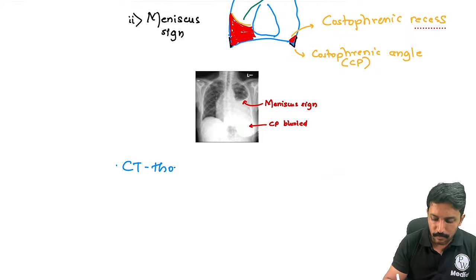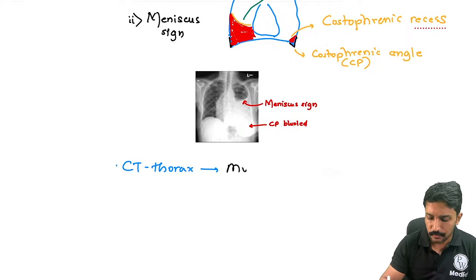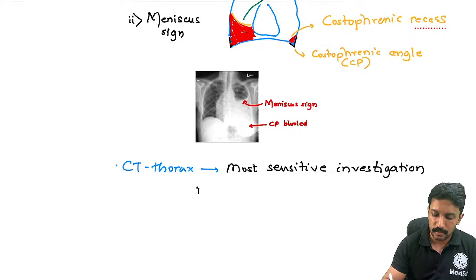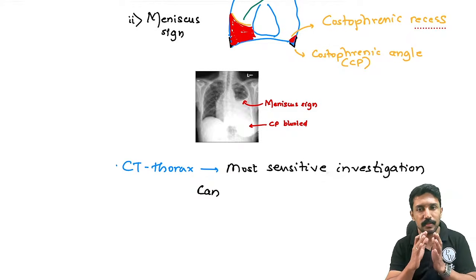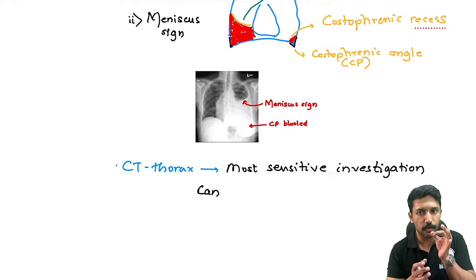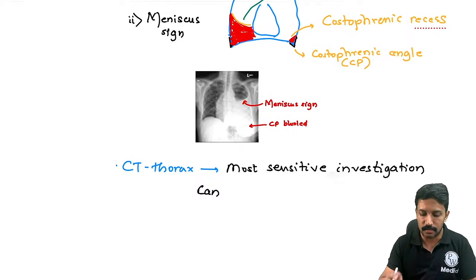CT thorax is the most sensitive investigation because it can detect fluid even less than 10 ml. Normal fluid is up to 20 ml, so normal fluid also gets detected by the CT scan.